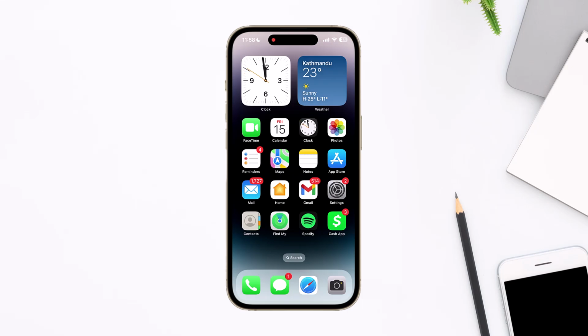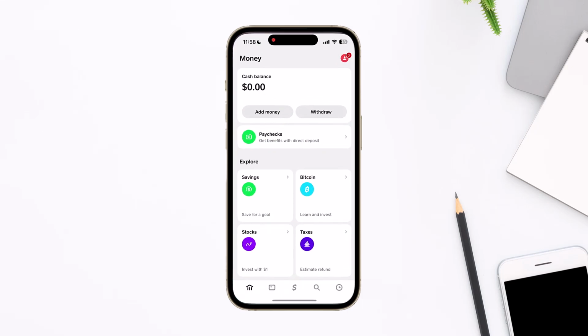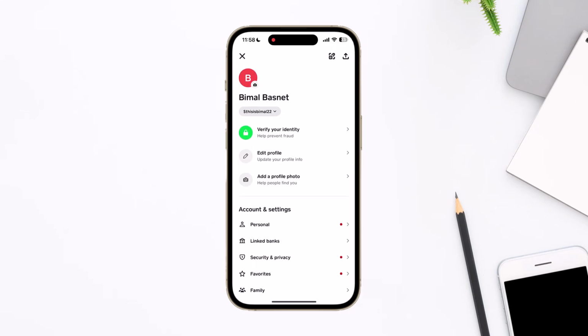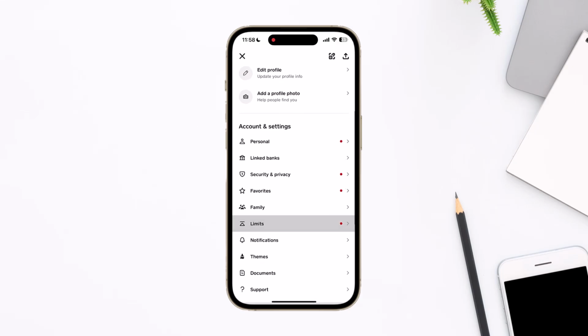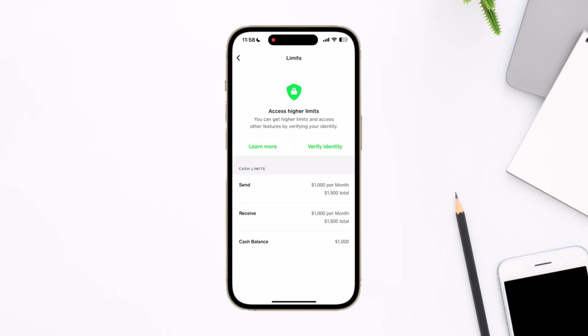You can also find your limits in the Cash App by simply tapping the profile icon from the top right, then going to the limits section that you'd be able to find here to view your current limits.